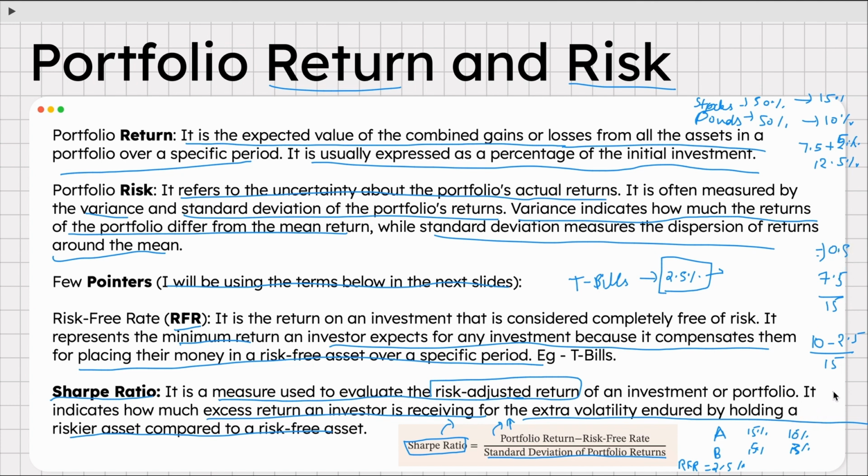If you do it for portfolio B, that will be 13 minus 2.5 upon 15, that is 10.5 upon 15. That will come out to be 0.69 or so. So that is definitely higher than 0.5. We can see that if you had gone with portfolio B, for the same amount of risk you would have earned more returns. So it has a higher Sharpe ratio, and the higher the Sharpe ratio, the better your investment. Got the point?